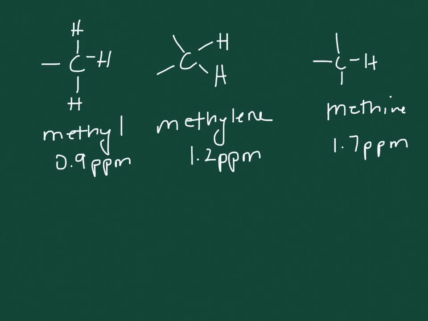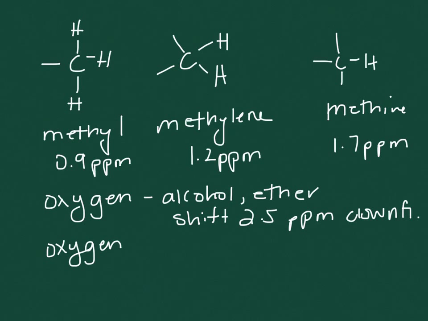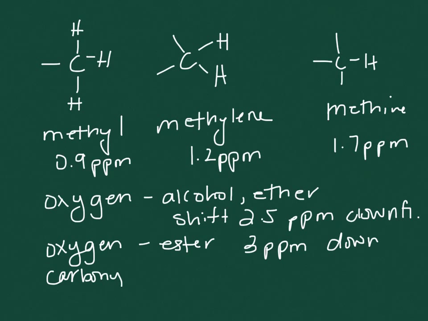Now, an oxygen of an alcohol or an ether will shift a signal 2.5 ppm downfield. Oxygens of an ester will have an effect of 3 ppm downfield, and a carbonyl will have an effect of 1 ppm downfield.